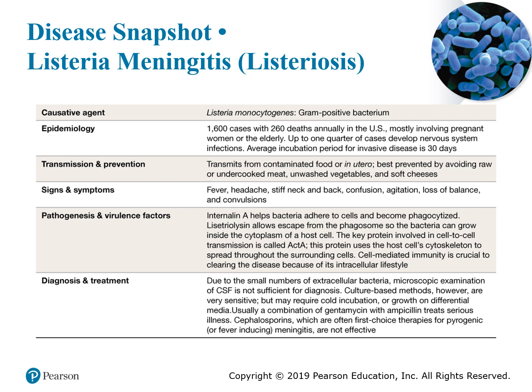Listeria is a gram-positive organism. It's transmitted through contaminated food or intrauterine, so from mother to baby. It still has some of the same symptoms, and due to the small number of extracellular bacteria, microscopic examination of the spinal fluid is not sufficient for diagnosis.